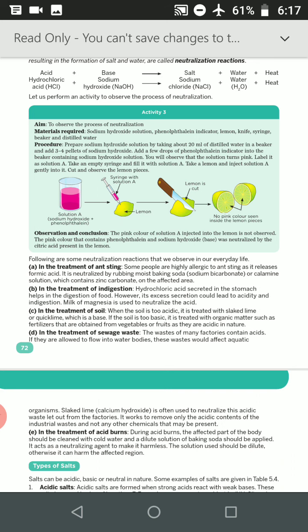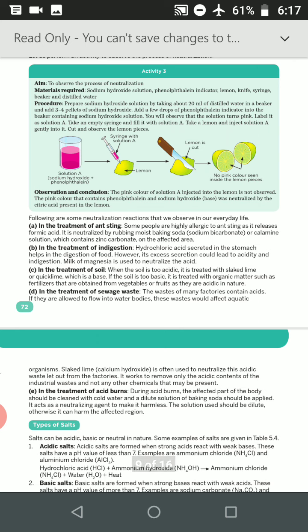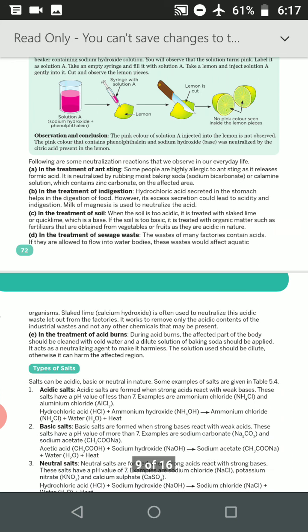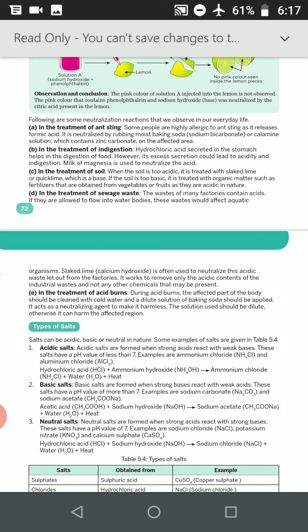During acid burns, the affected part of the body should be cleaned with cold water. If the acid falls on the body part, it should be cleaned with cold water, and a dilute solution of baking soda should be applied. Then what happens? A neutralization. It acts as a neutralization agent and does not cause harm. The solution should always be used in diluted form in the affected area, otherwise it will affect our skin.